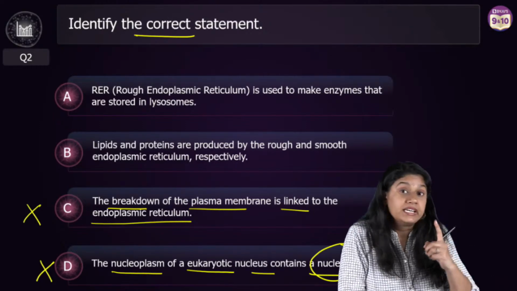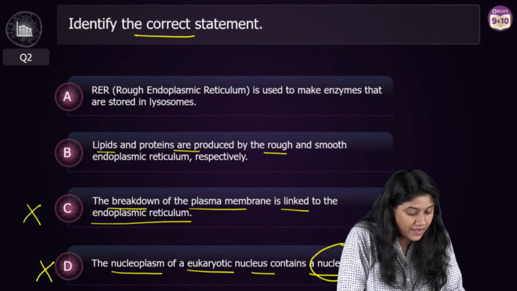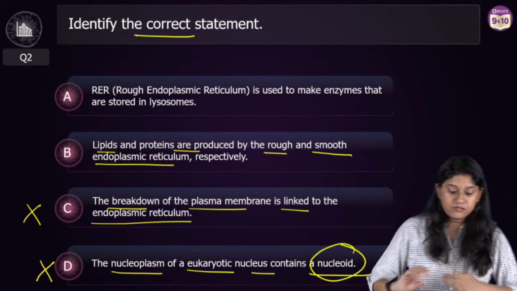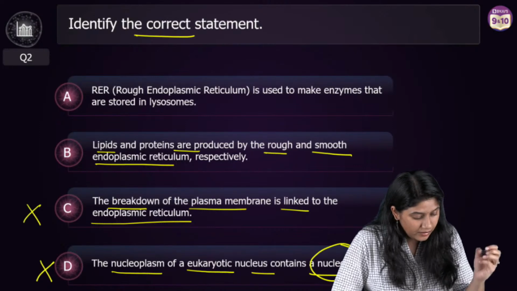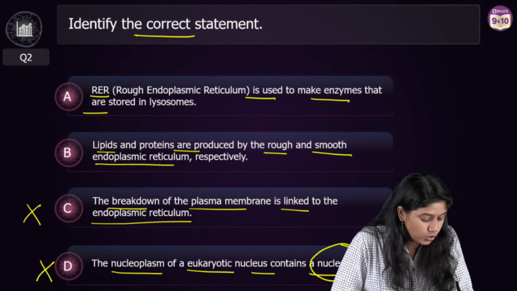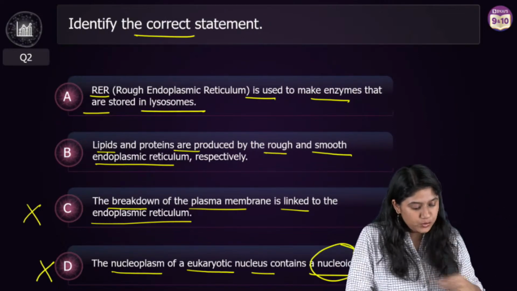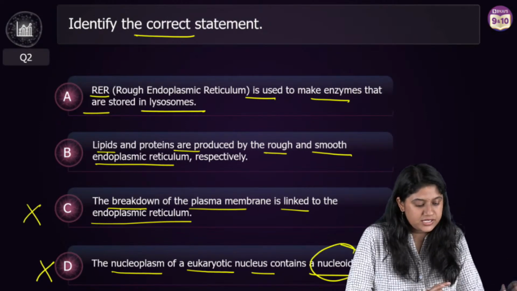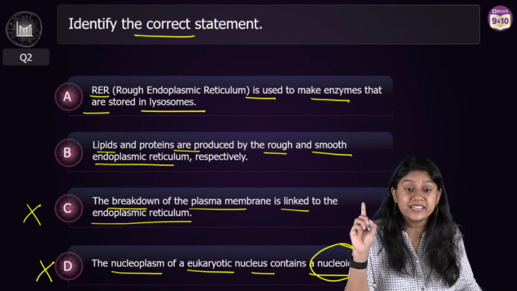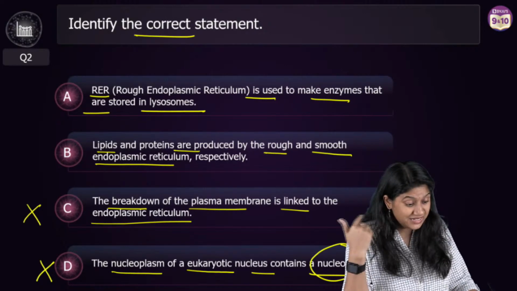Now, here we have: the lipids and protein are produced by the rough and the smooth endoplasmic reticulum. And then we have: the SER is used to make enzymes that are stored in lysosomes. What about it, everyone? We have to identify the correct answer. How many of you are asking, ma'am, why not B? I can see many of you asking, why not C?